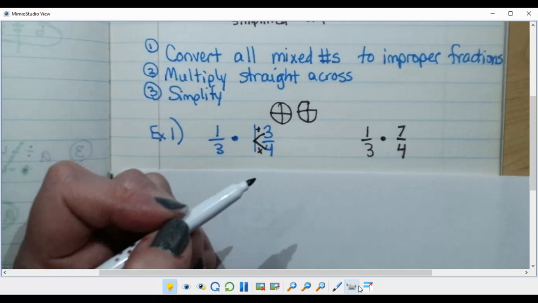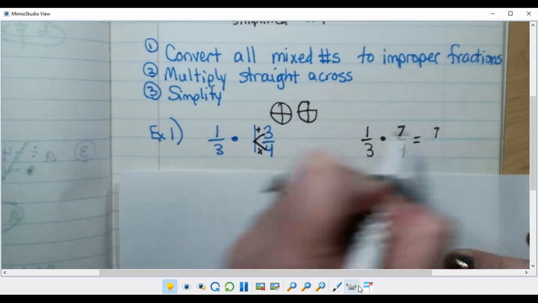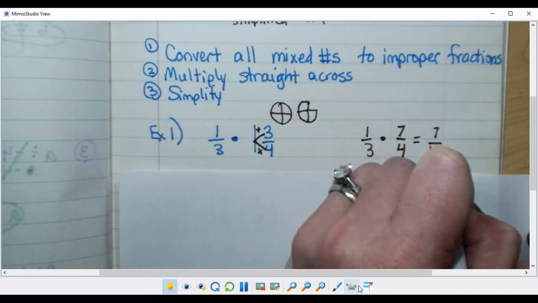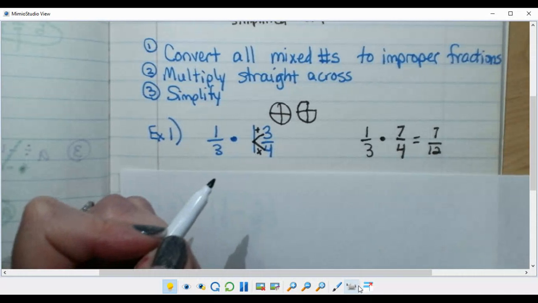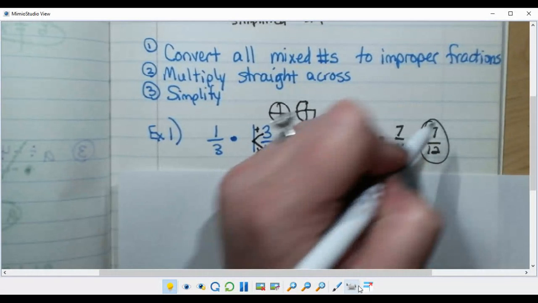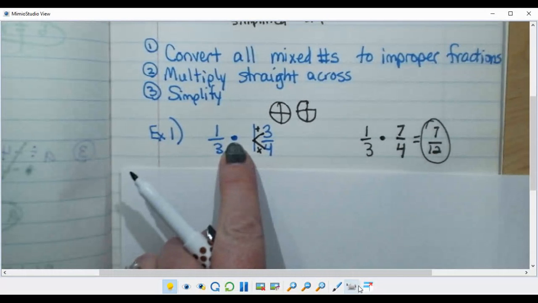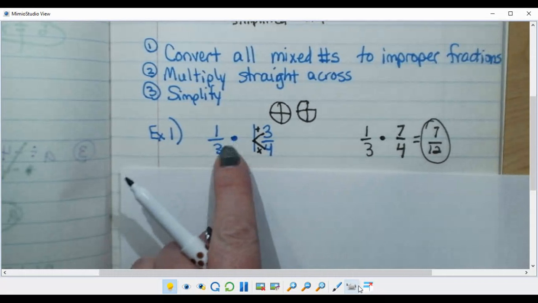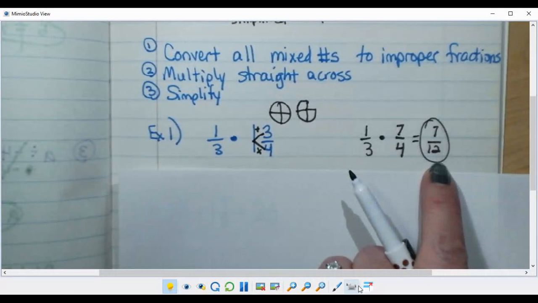Step 2, multiply straight across. 1 times 7 is 7. 3 times 4 is 12. Step 3, simplify. Well, I can't. So I guess that's my final answer. 1/3. Sometimes people will say of for multiplication. So 1/3 of 1 3/4 is 7/12.